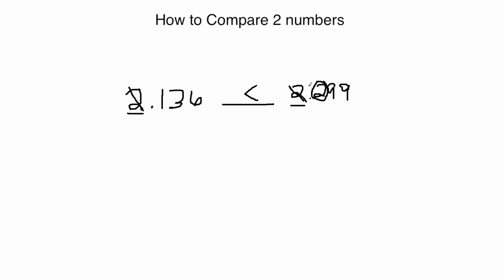So that means that this whole answer, 2 and 299 thousandths, is greater than this number. But that's not how it reads. This is the way it reads from left to right. 2 and 136 thousandths is less than 2 and 299 thousandths. That's how you show work.